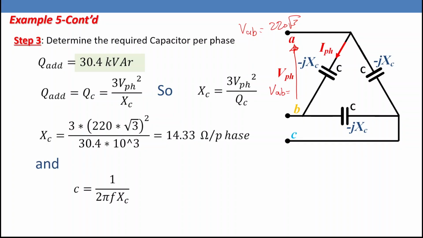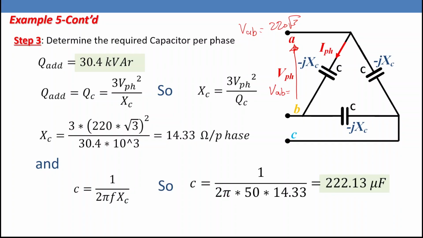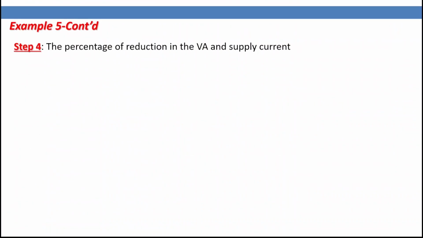But we know that X_C equals 1 over omega C, so we can calculate the amount of capacitance required: C equals 1 over 2π f X_C, and the frequency of the supply is 50 Hz. So in this case, the amount of capacitance required per phase is 222.13 microfarad.